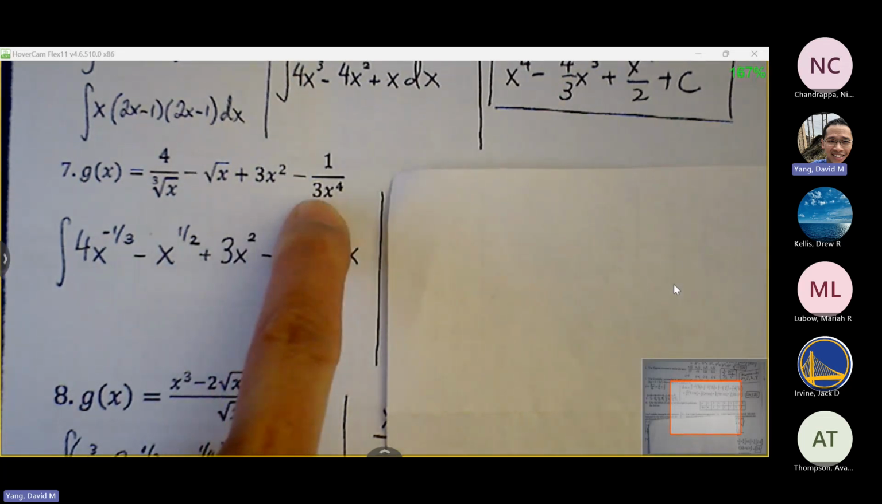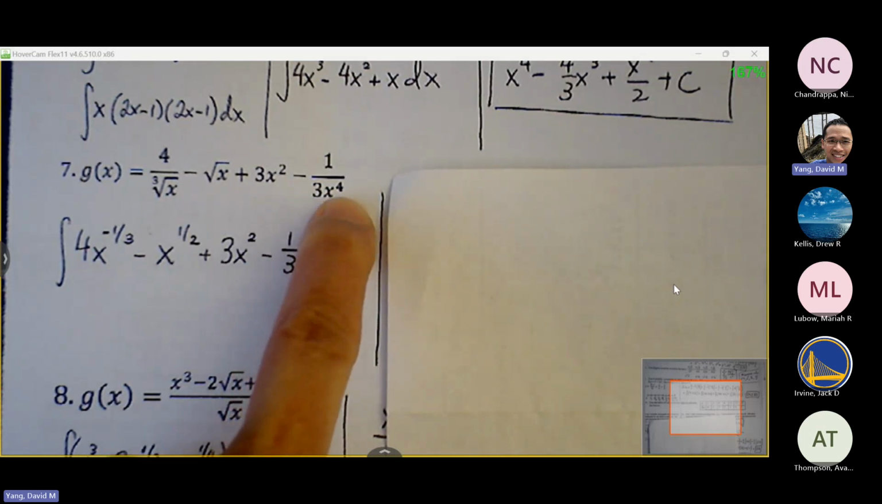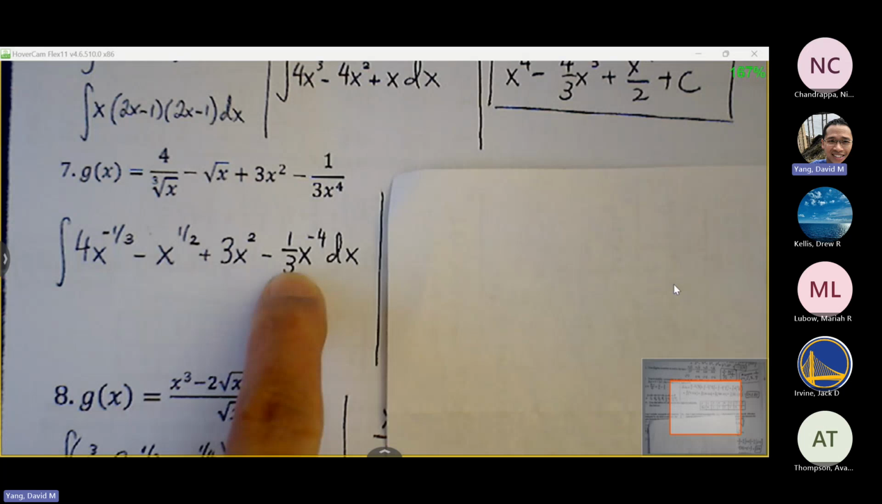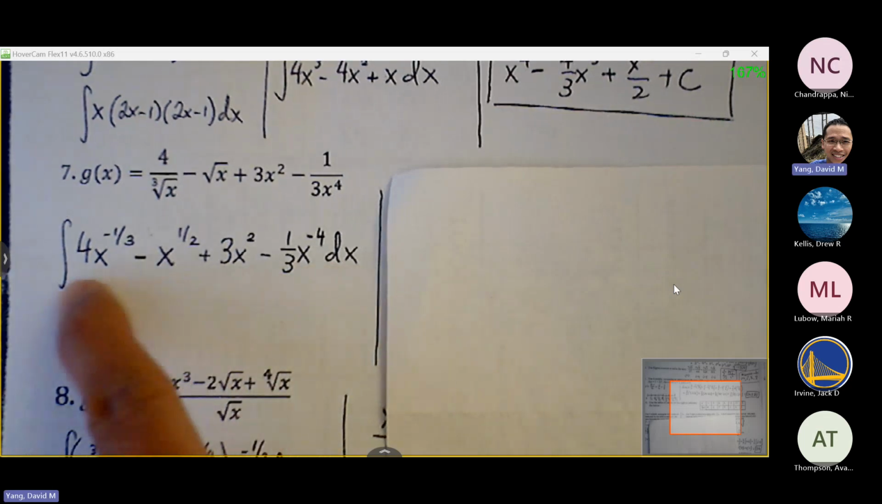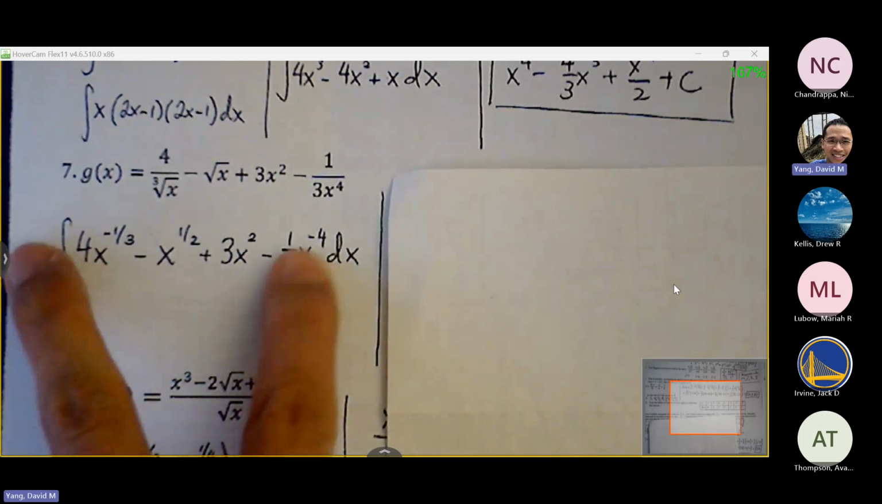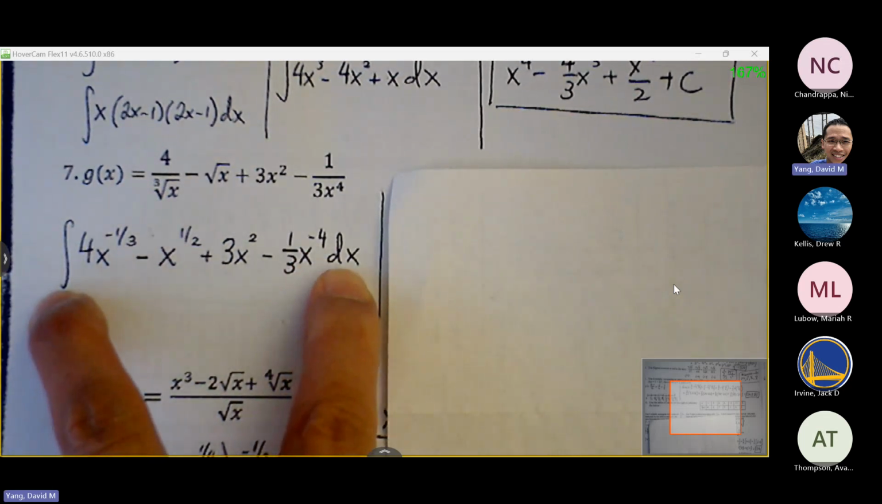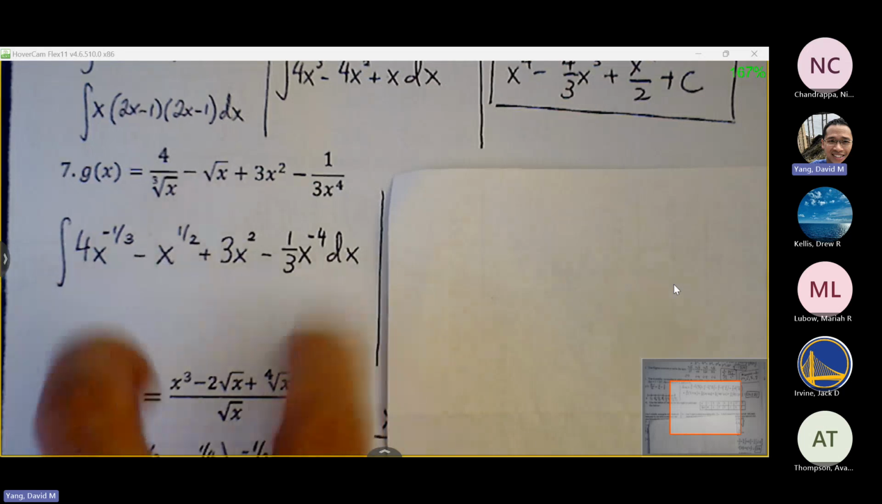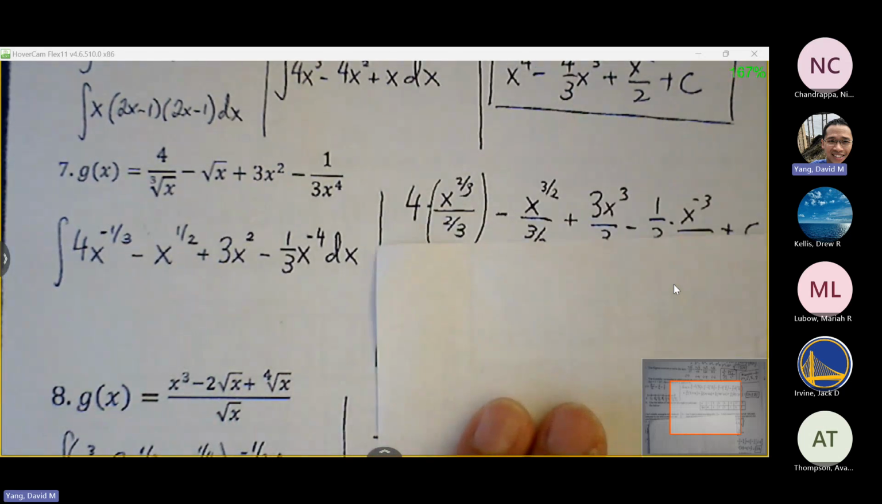And then the 1/3 x to the 4th. Make sure that when you bring the x up, the 3 stays below, right? We don't want to bring this as 3x to the negative 4. It's 1/3 x to the negative 4. So every term is now ready for power rule. I'm still holding on to my integral notation because I haven't done power rule yet. But as soon as I apply power rule, I can drop these and add a plus c at the end.